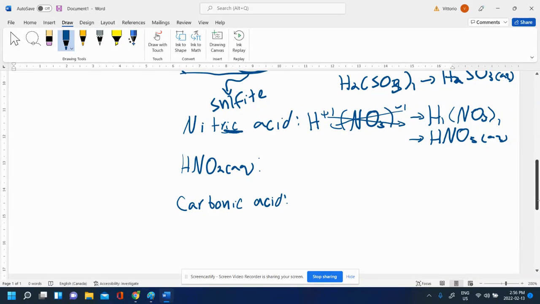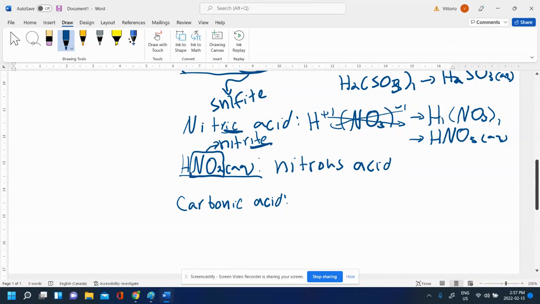This one over here looks very similar. Notice it's not binary, so no hydro needed. You have to look at what the identity of this is. This is NO2. If you look in your reference table, you'll see NO2 is nitrite. So because NO2 is nitrite, when you're naming this acid, the ITE becomes OUS. So nitrous acid.